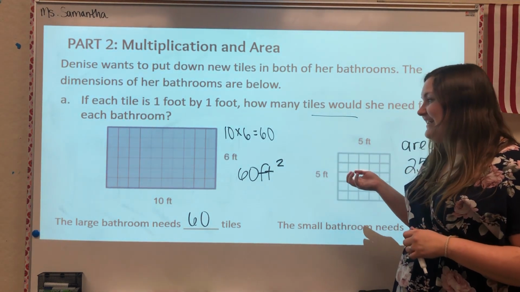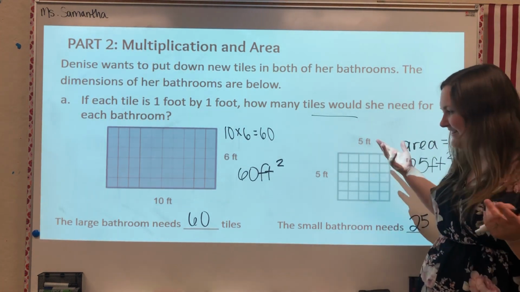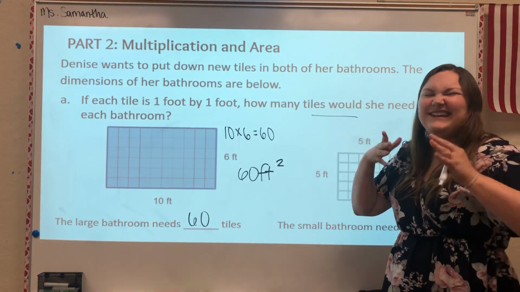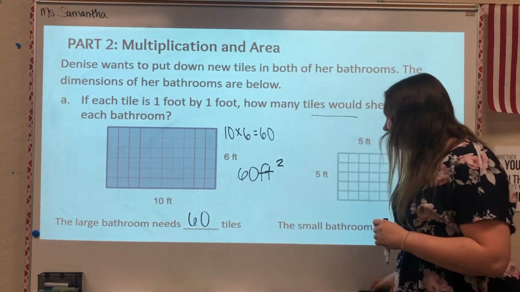She wanted to measure it in inches. I don't recommend that because inches are very small to measure a bathroom. But if she did, then it would be inches squared. Anytime you're talking about area, it has the squared part there.